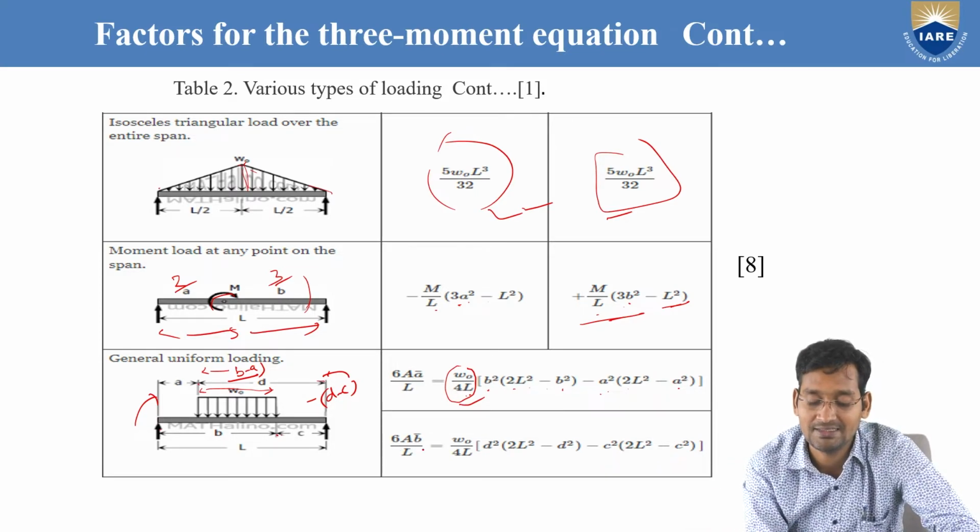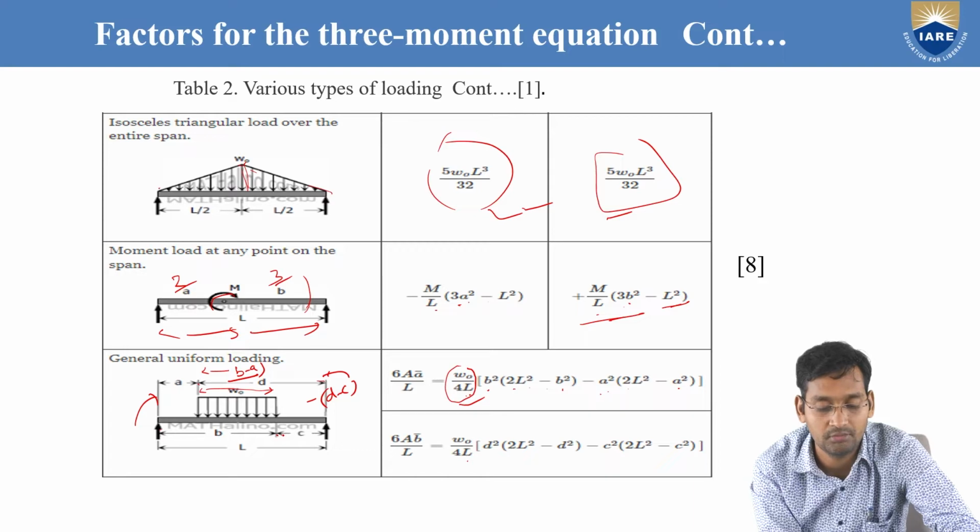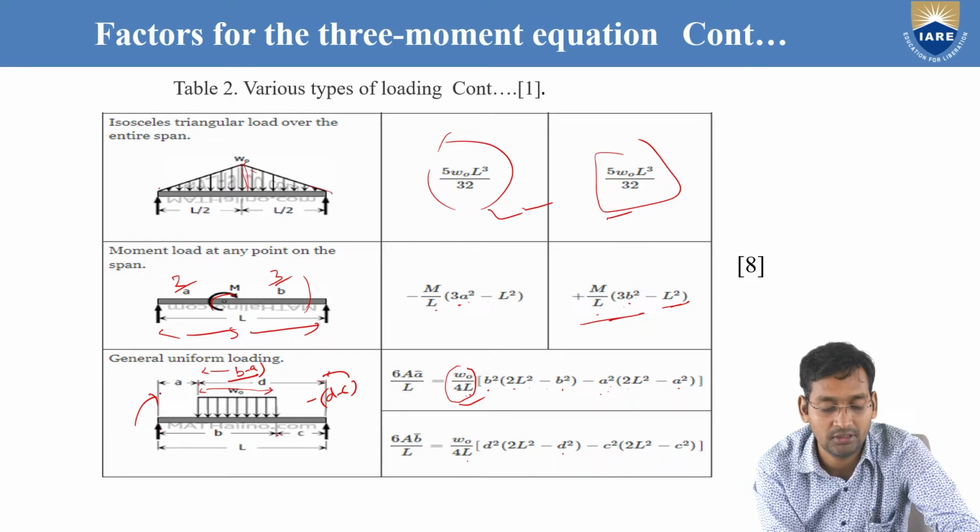Okay. Next, 6AB by L will be W naught by 4L, that is the same. So just see here, from this side it's given D, so D square. So this side it's D, so D square into 2L square minus, instead of B square, D square. Similarly, A square, here A is this one, so here A is C. So C square into 2L square minus C square.